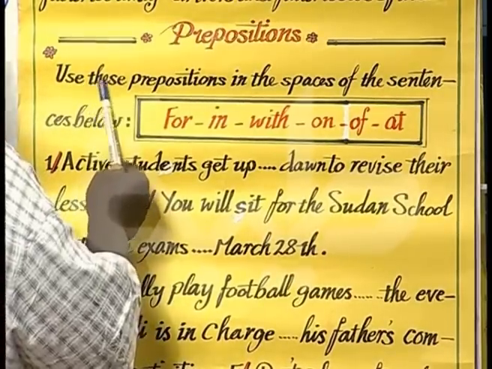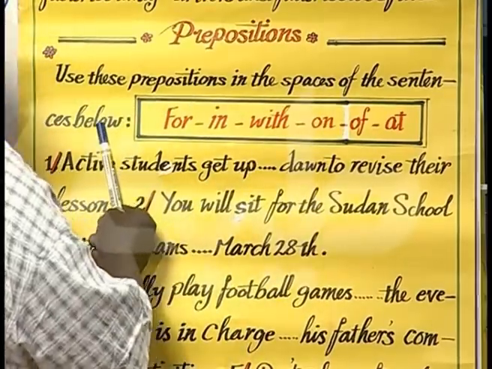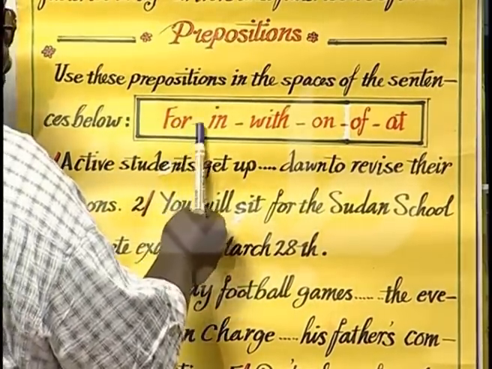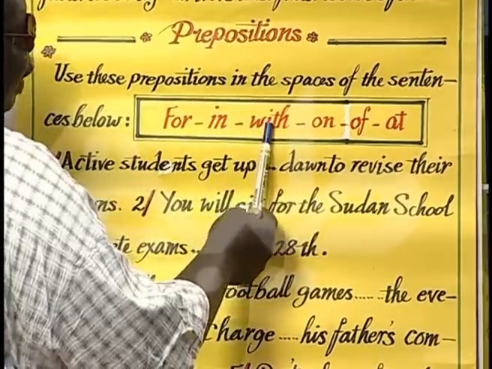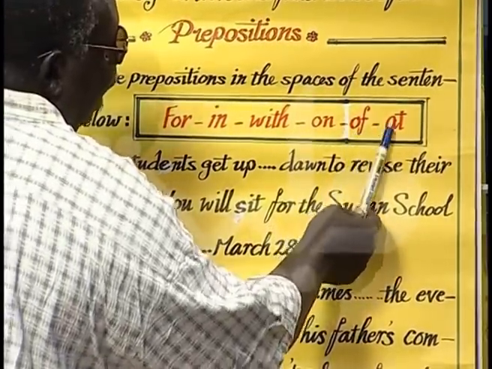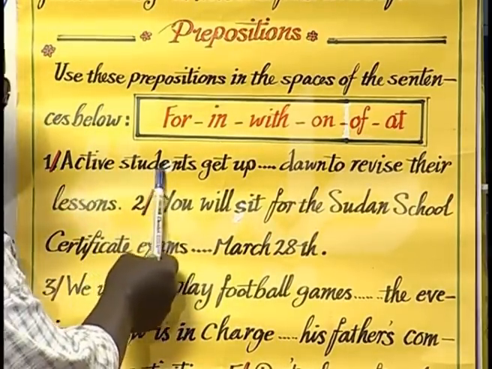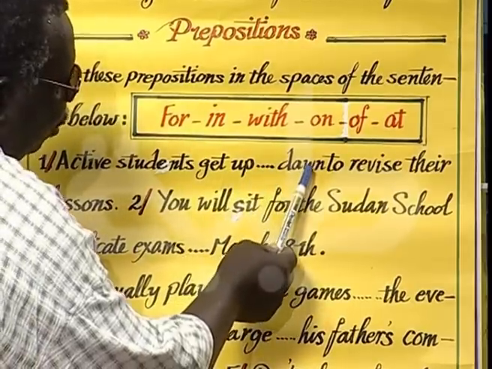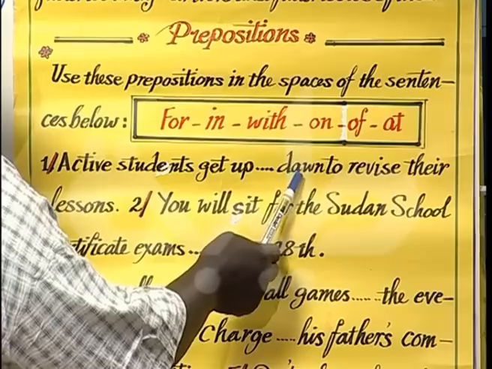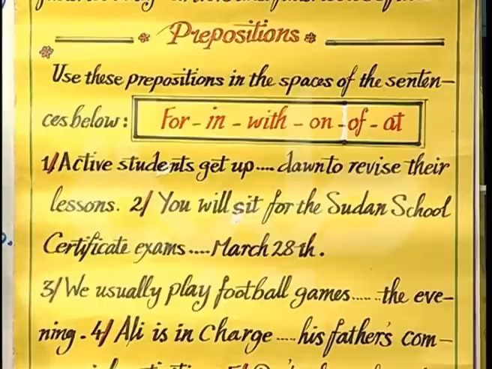توجيهات إرشادات. Use these prepositions in the spaces of the sentences below. The prepositions that we have here: for, in, with, on, off, at. Very simple, you see. Number 1 says, active students get up dash dawn. Dawn. You have to be very careful about the spelling. Dawn, D-A-W-N. Then you can say الفجر. Dawn means early morning.